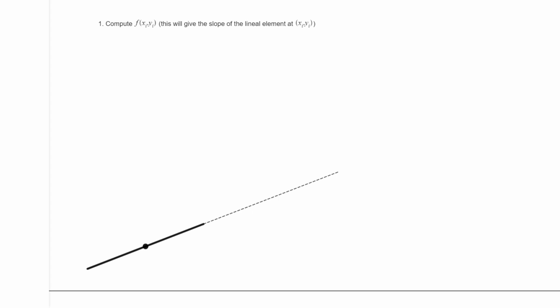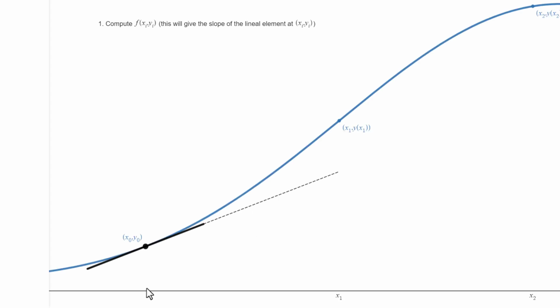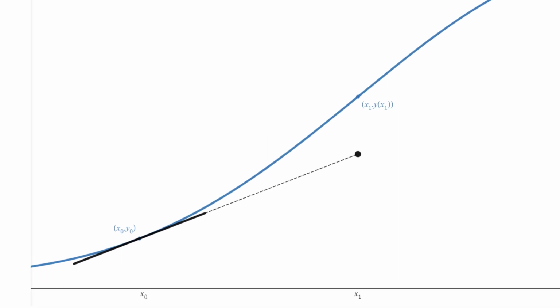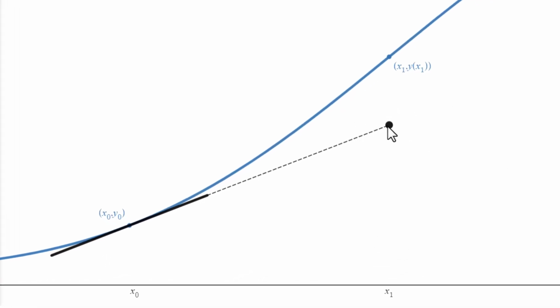And if I turn on my function, you'll see x sub 0 is right here. That's our initial x value. I'm just going to go ahead and use this lineal element to fire a shot to arrive at x sub 1, but along the lineal element line, or in other words, along the extended lineal element line. Where that lands, I'm going to call that y sub 1.